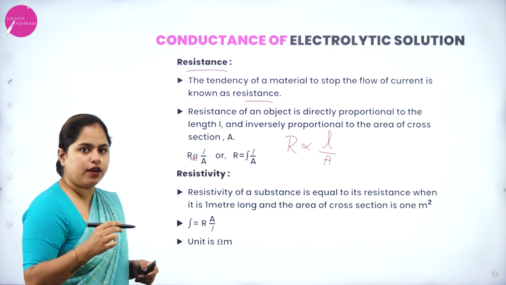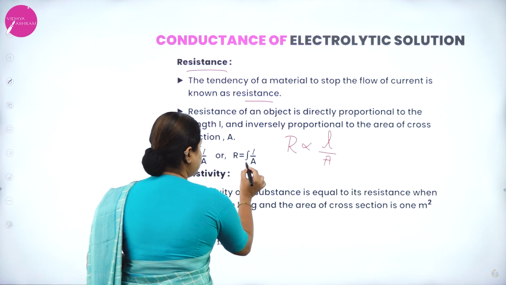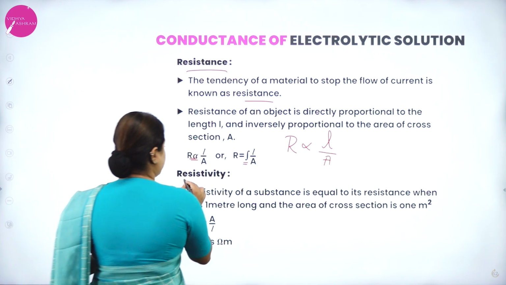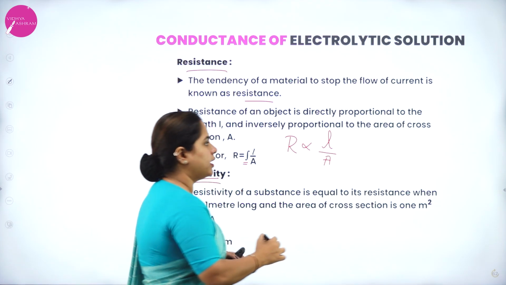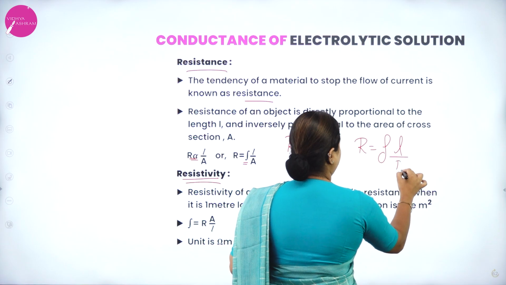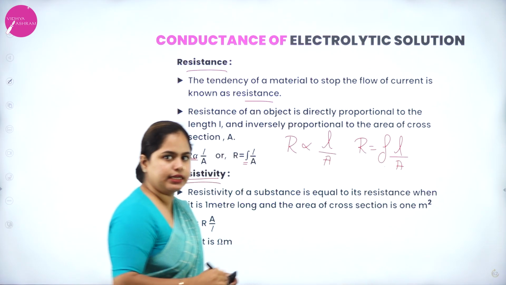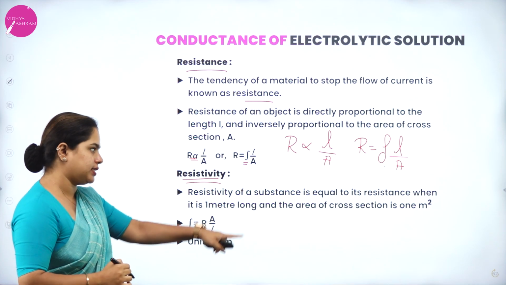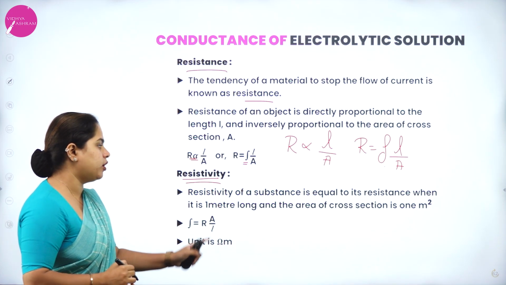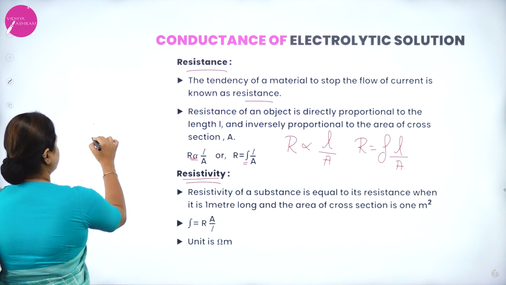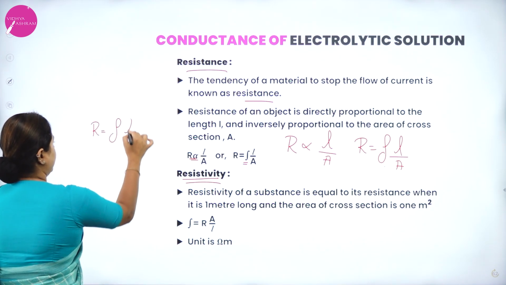To remove that proportionality, we have to introduce a constant. The constant we are introducing here is called rho, which is called resistivity, right? So R is equal to rho L by A, and this rho is called resistivity. Now, resistivity of a substance is equal to the resistance when it is 1 meter long and the area of cross section is 1 meter square. So, we have the equation R is equal to rho L by A.